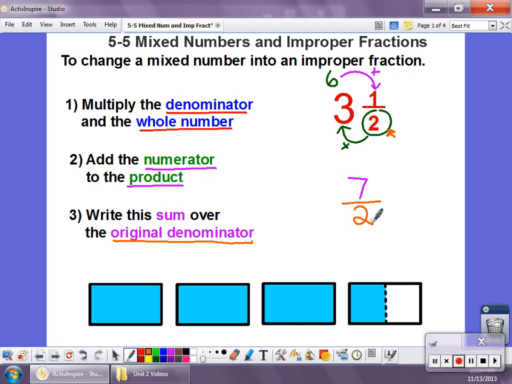Now if you want to see this in picture form, look down here on the bottom. What I have here is 3 wholes and 1/2. That represents my mixed number, 3 1/2. If I want to change it into an improper fraction, what I want to do is figure out how many halves I have total. Not how many wholes and how many halves, but how many halves there are all together. So if I break all these wholes, these 3 rectangles that were wholes, break them apart, we can see that I have 1, 2, 3, 4, 5, 6, 7 halves. And that's how we get our improper fraction, 7 halves.